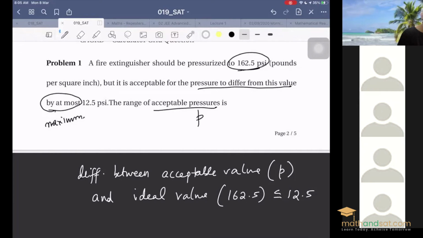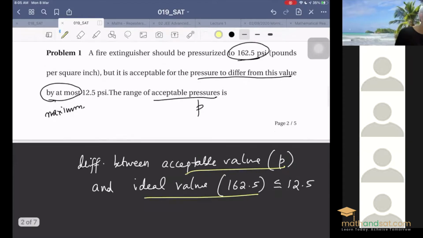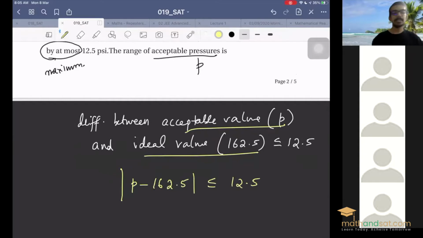Now here is the catch. When we take the difference between P and 162.5, we are going to take the absolute difference, because the acceptable value can be greater than 162.5 or it can be less than 162.5. So the absolute value of P minus 162.5 should be less than or equal to 12.5. So that is the idea here. Got it?